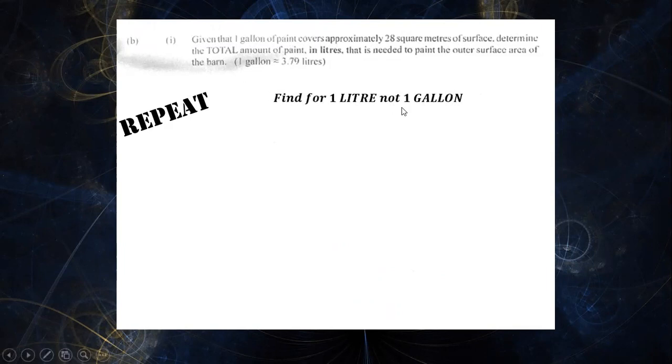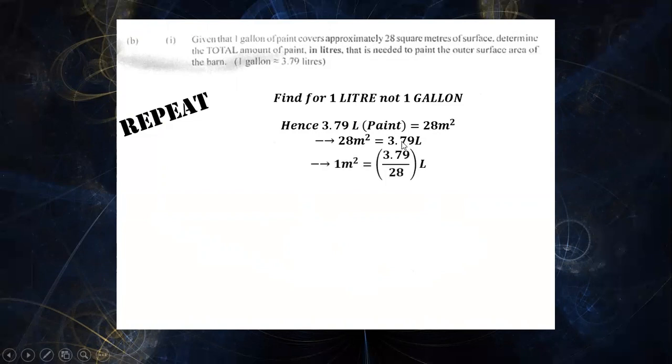Now we're going to find for 1 liter, not 1 gallon. Hence 3.79 liters is equal to 28 meters squared. In other words, 3.79 liters of paint can be used to cover 28 meters squared of surface. This implies that 20 meters squared is going to be equivalent to 3.79 liters. So 1 meter squared will need 3.79 over 28 liters of paint. That's what this means. Any questions?